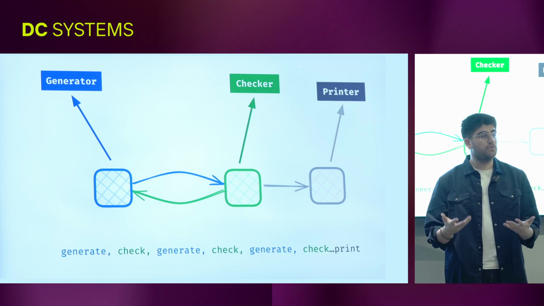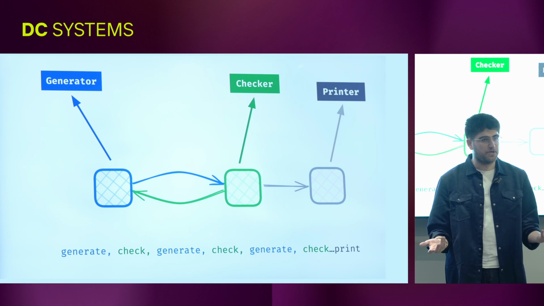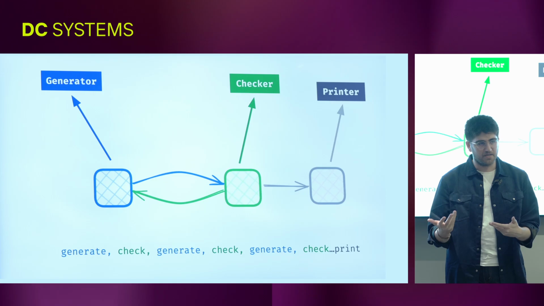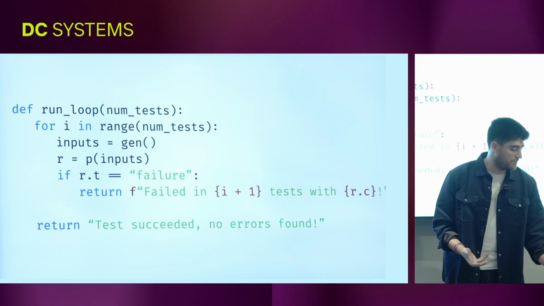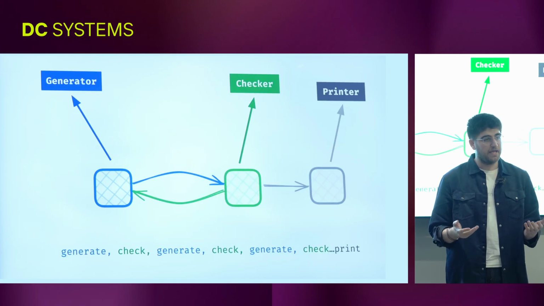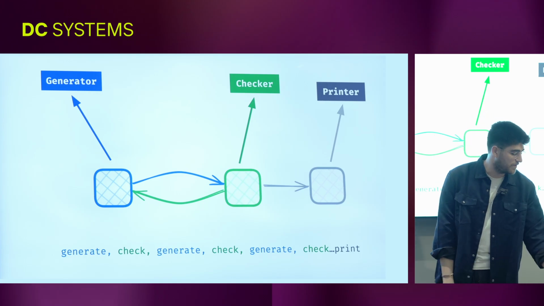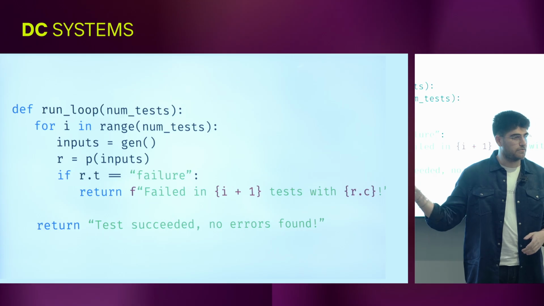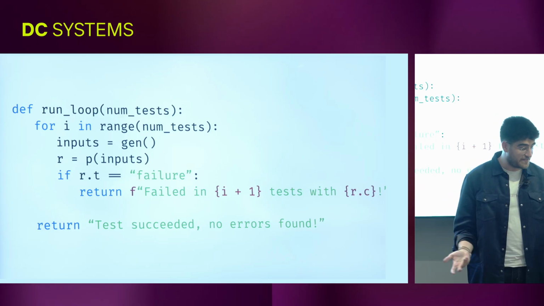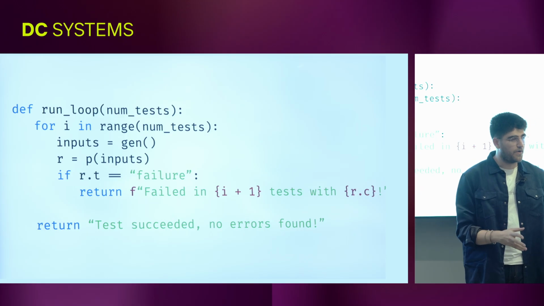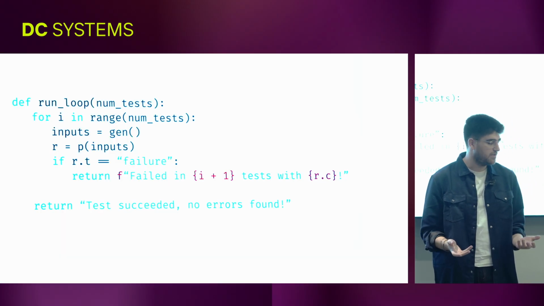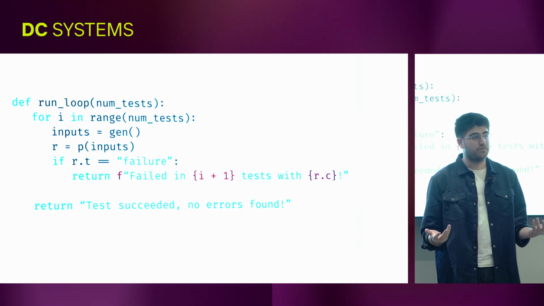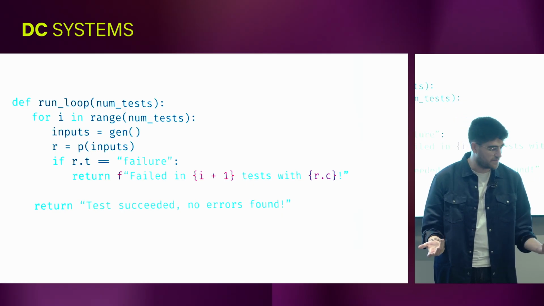So what we do in the process of property-based testing is we generate, check, generate, check, generate, check until we reach a counterexample, or we give up, and then we print whatever we want to do. So in Python, a very simple version of a property-based testing loop could look like this. You have a function with some maximum amount of tests you want to run, and you run them. You first generate, you check, depending on the result, you continue, or you just print the result.